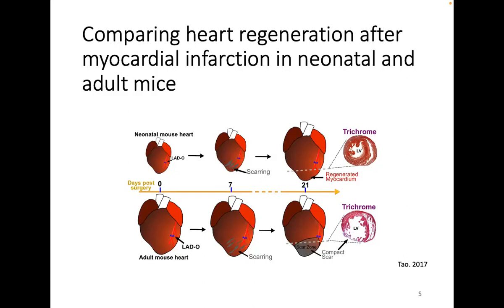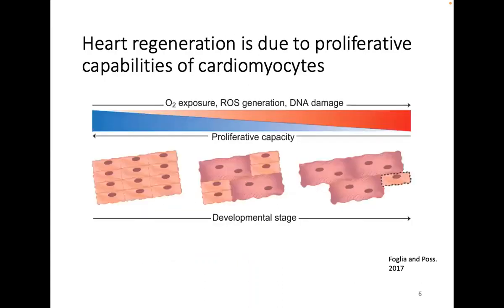So using the neonatal and adult myocardial infarction models, we can begin to understand these biological processes regulating heart regeneration. As initial studies done by the field looked into these processes, they really identified that cardiomyocyte proliferation is the key biological process regulating heart regeneration. Essentially, neonatal cardiomyocytes are highly proliferative, but over time that diminishes as cardiomyocytes are exposed to different damaging sources along with just general maturation.